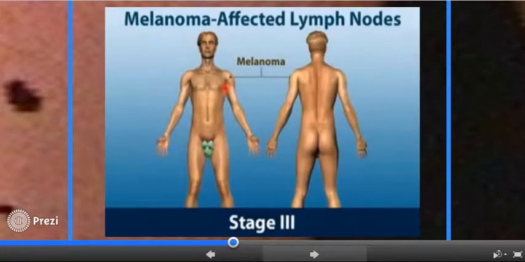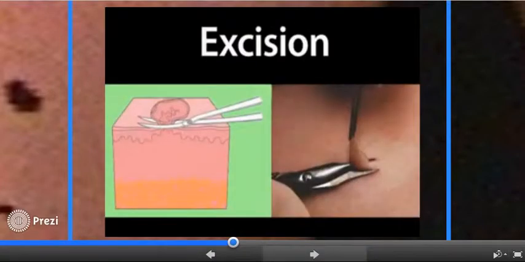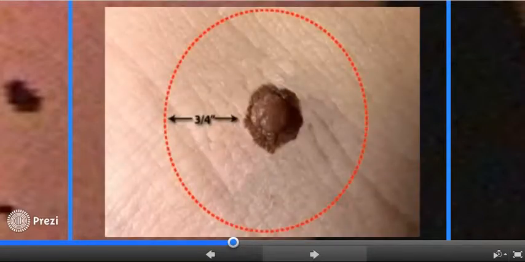A stage 3 melanoma is one that has spread to a lymph node near the tumor site. A stage 4 melanoma is one that has moved to lymph nodes further away from the tumor or to the lungs, liver, or brain. Regardless of classification, the first step in treating melanoma is a procedure called excision, which consists of surgically removing a tumor and about 3/4 of an inch of skin around it.